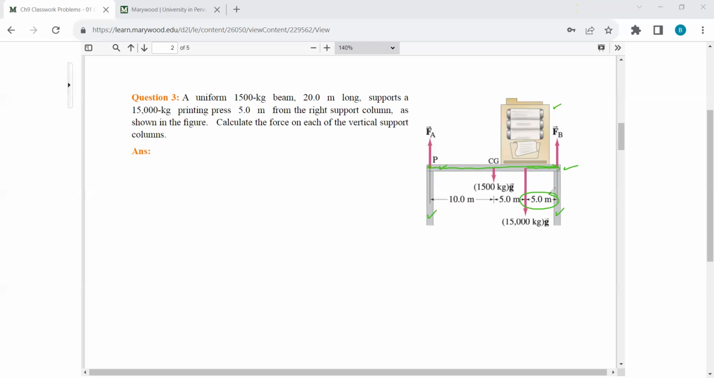So we have to calculate the support force by these two vertical beams. It asks us to calculate the force on each of the vertical support columns.